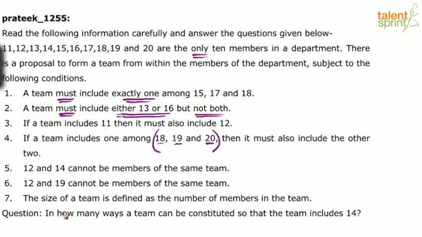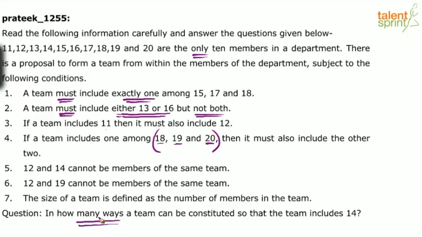Now, look at the question. I'm sure there will be 4 or 5 questions asked along with this data, but Pratik has posted only one question. So let us see that. In how many ways can a team be constituted so that the team includes 14? So in how many different ways can you form a team such that the team includes the member 14, right? We want the number 14 to be there in the team. So in how many ways can you form such a team is the question.